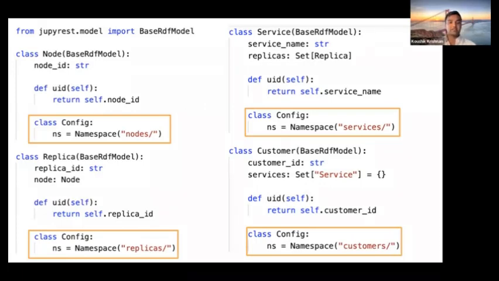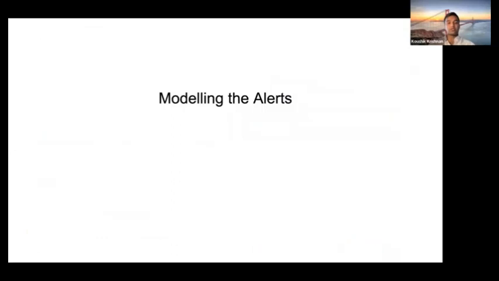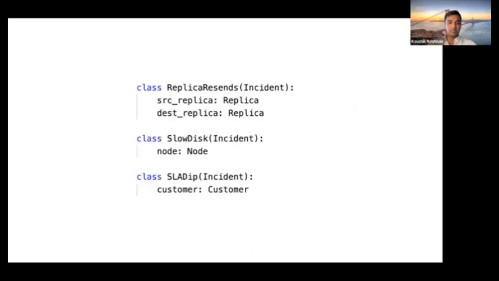So now that we have these 4 domain objects laid out, the next thing we're going to want to do is model our alerts in a similar way. We can use a domain-driven approach to do this as well. So we have 3 alerts we talked about, so we can represent them with these 3 Python classes: replica resends, slow disk, and SLA dip.